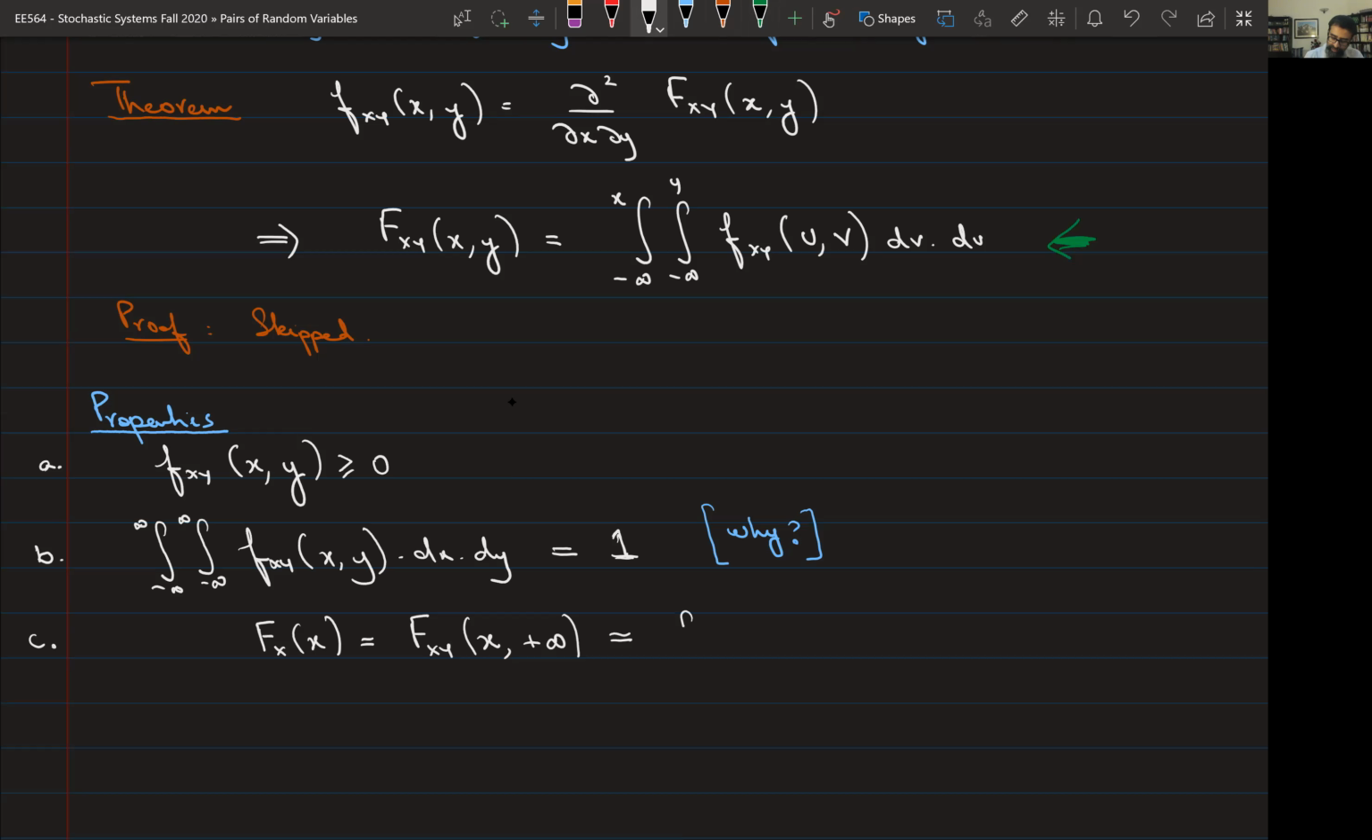this is the integral from minus infinity to x, and this integral is from minus infinity to plus infinity of fxy(u, v) dv times du. That's a simple substitution in the definitions that we know, right? If I differentiate both sides with respect to x, what do I get? On the left-hand side, you get the PDF of x.